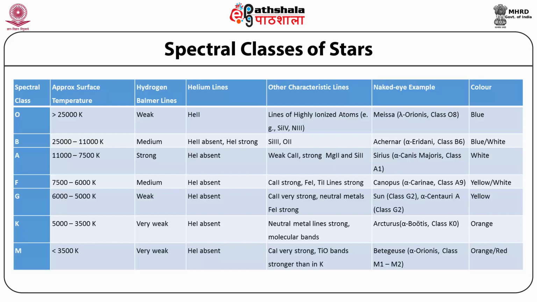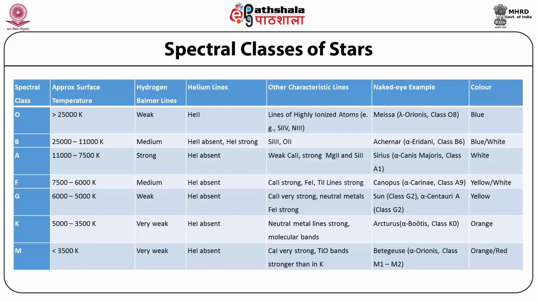Let us first discuss the O spectral class, which has an approximate surface temperature greater than 25,000 Kelvin, and the hydrogen Balmer lines are weak. The helium lines are of He2 type. The other characteristic lines, those of highly ionized atoms, Si4 and N3, are present. The naked eye example is Lambda Orionis, class O8, and the color is blue.